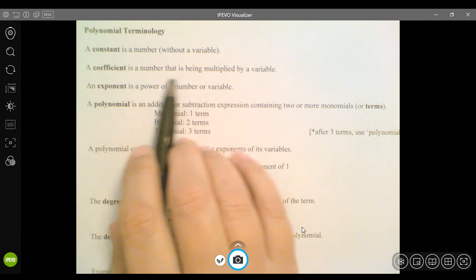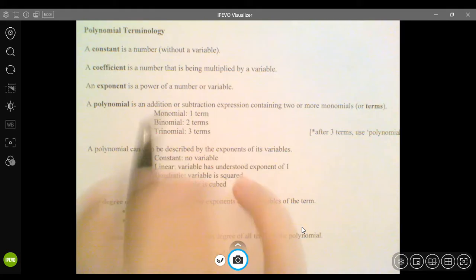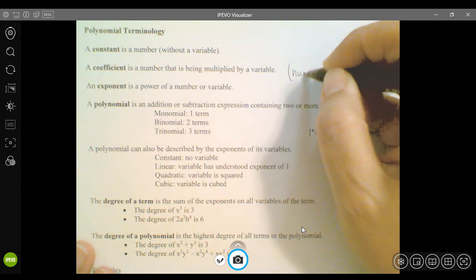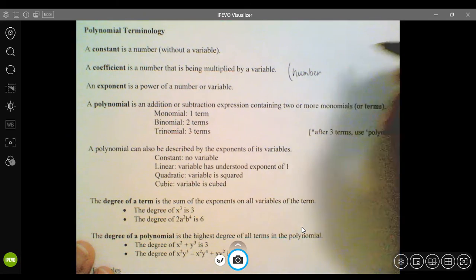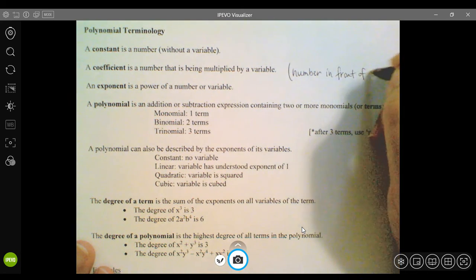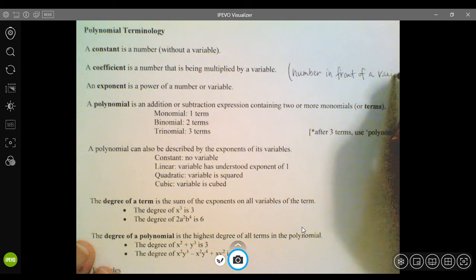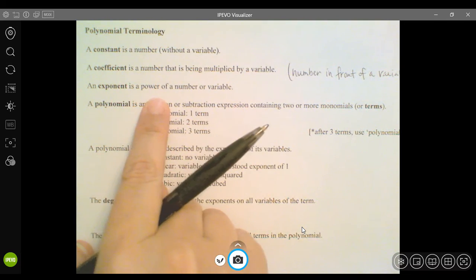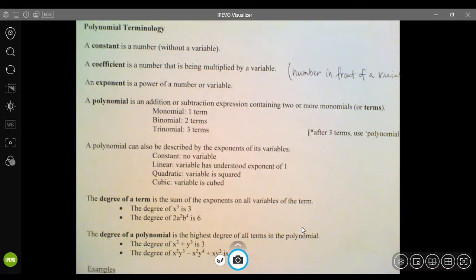A coefficient is a number being multiplied by a variable. It is usually the number in front of a variable. The exponent is the power. It's raised to a particular power.